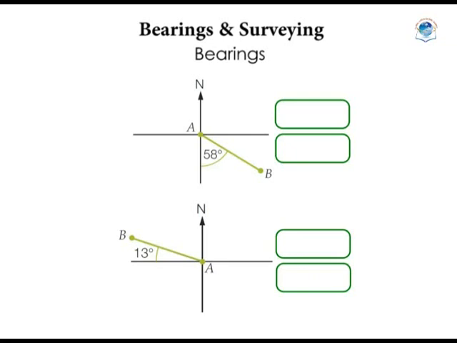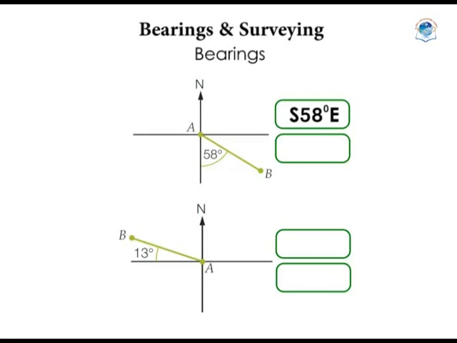Now, given these 2 points, let's express them in terms of the compass and true bearing. For the first one, point B is southwards. The angle from south is 58 degrees, and that is towards east. So that is south 58 degrees east.